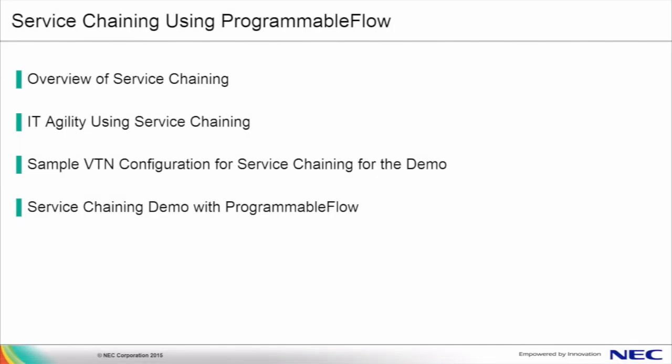To illustrate service chaining using NEC's SDN programmable flow solution, we'll cover the following 4 steps. We'll start with an overview of service chaining by providing some definitions as well as introducing relevant technologies such as NFV or Network Functions Virtualization. Next, we'll cover how service chaining is useful by showing how to use service chaining to introduce IT agility into your organization. Next, we'll show you a sample VTN or virtual tenant network configuration to introduce how to deploy service chaining via service insertion on NEC's programmable flow controller. We'll conclude the video with a demo of service chaining using programmable flow with other third-party network functions.